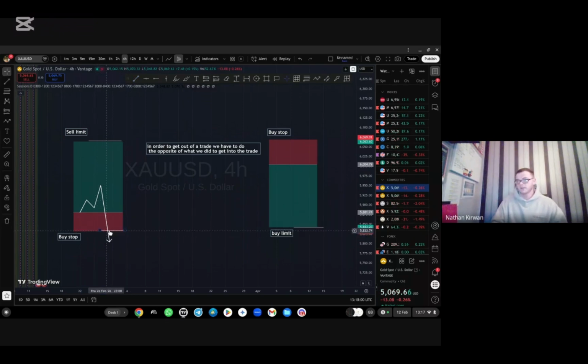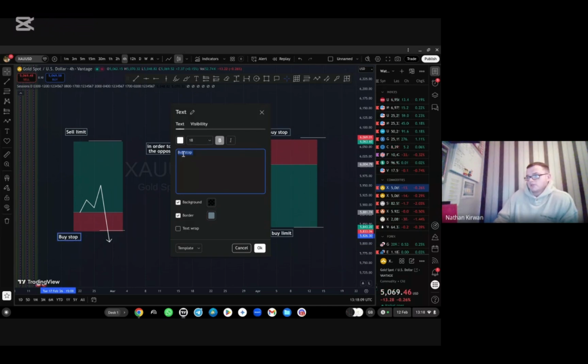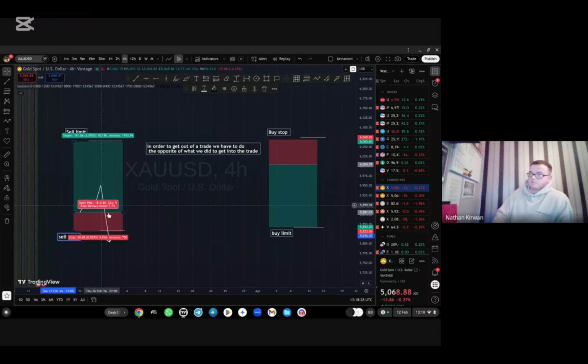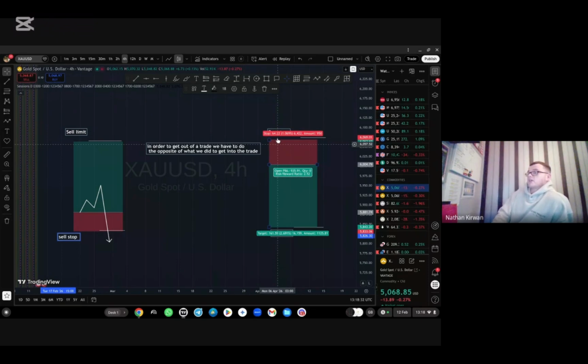This here now, that's going to be your sell stop. So if we bought into a position, this is going to be our sell stop. Why? Because we can't buy into a position and buy out of the position. If we hit take profit, that's going to be our sell limit because price is coming up and we want to take us out. And if we hit stop loss, then that's going to be a sell stop, because you can't buy stop. It doesn't make any sense. You have to do the opposite of what you did to get into the trade in order to get out of the trade.